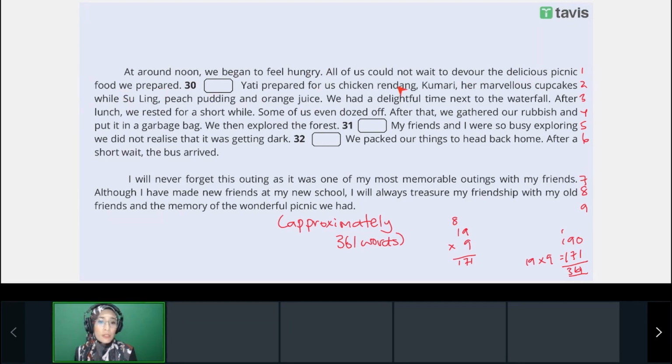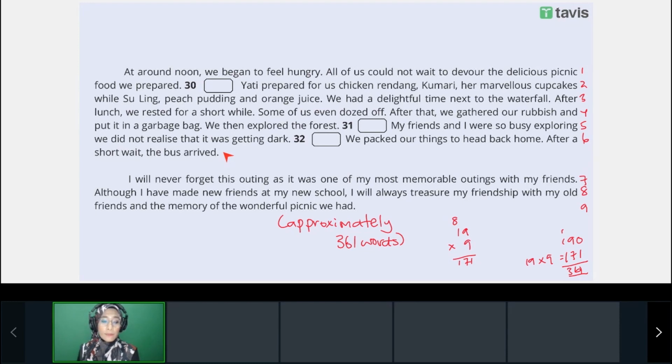Yati prepared for us chicken rendang, Kumari her marvelous cupcakes, while Suling peach pudding and orange juice. We had a delightful time next to the waterfall. After lunch, we rested for a short while. Some of us dozed off. After that, we gathered our rubbish and put it in a garbage bag. We then explored the forest. My friends and I were so busy exploring, we did not realize that it was getting dark. We packed our things to head home. After a short wait, the bus arrived.